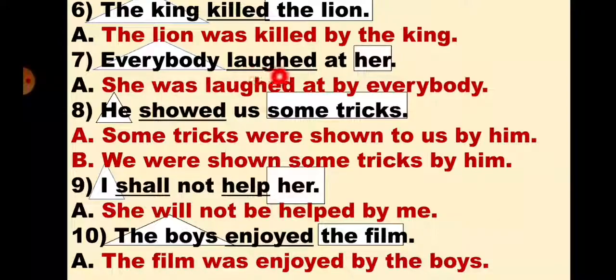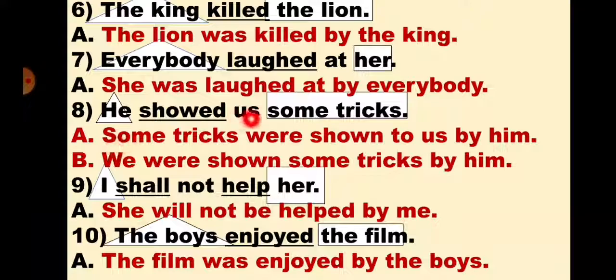Seven. Everybody laughed at her. Everybody is the subject, laughed is a verb, at her. Her is an object. So object will come into a subject place. She. She is a singular, so we'll use verb was. She was, verb already it is in a third form, so same we are going to write here, laughed. She was laughed at by, everybody, subject will become object, everybody. She was laughed at by everybody.